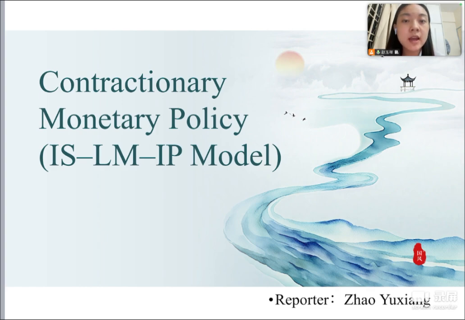Good morning, everyone. Today I'm going to explain the effects of a contractionary monetary policy in an open economy with a flexible exchange rate using the IS-LM-IP model. In this presentation, I will focus on how contractionary monetary policy affects output, exports, imports, and net exports, and I will explain the adjustment process step by step with reference to the IS-LM-IP framework.